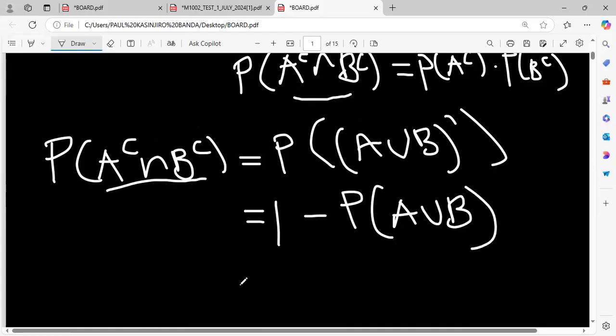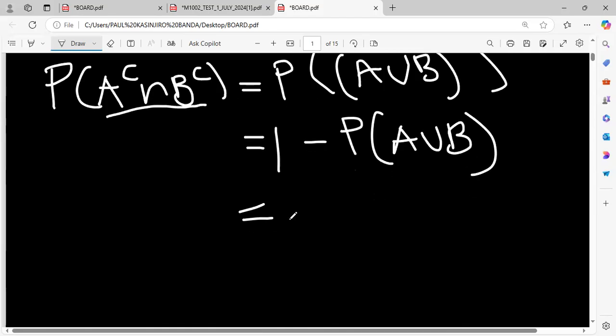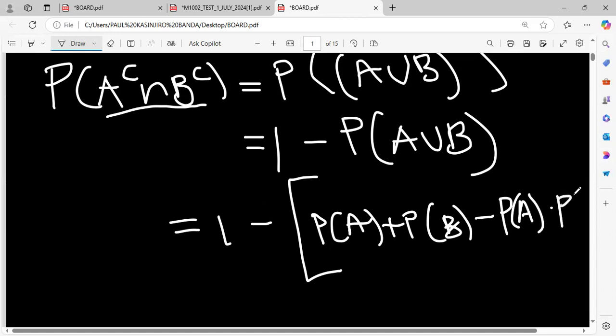And then the union of two events was defined in this way: probability of A union B is probability of A plus probability of B minus the probability of A intersection B. So I'm going to write this as that expression. This is equal to 1 minus, and then where there's the probability of A union B, I'm going to write probability of A plus probability of B, and then minus the probability of A multiplied by the probability of B.